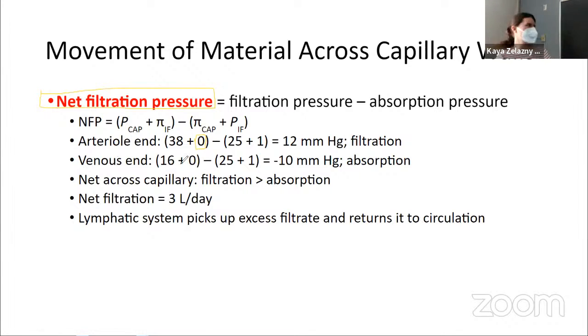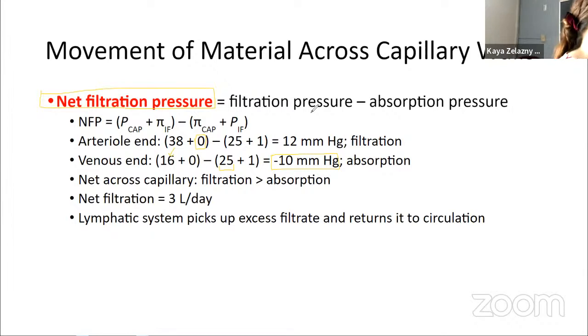At the venous end, as we'll see later, because that hydrostatic pressure in the capillary is 16 instead of 38, it's no longer big enough to fight against the force of those proteins pulling fluid in towards the capillary. So we get a negative number when we run our equation. Okay. So if we get a negative number for net filtration pressure, that means we don't have filtration happening, we have absorption happening. So if we have a negative number, it's the opposite of filtration, meaning the opposite direction of the fluid.